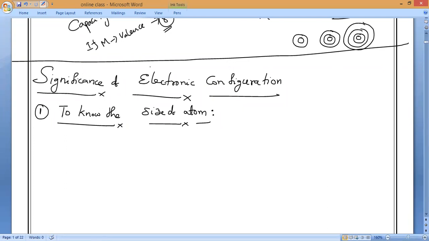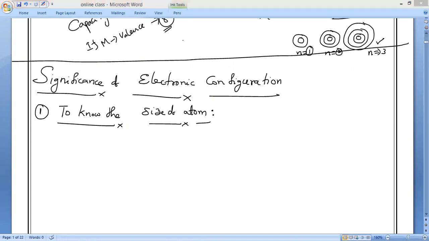The last one. Because here, how many shells are there? Here the number of shells is 3. Here the number of shells is 2. Here the number of shells is 1. So based upon the number of shells, are you able to identify the size of the atom? Yes or no? So by using the electronic configuration, we can say the size of the atom.